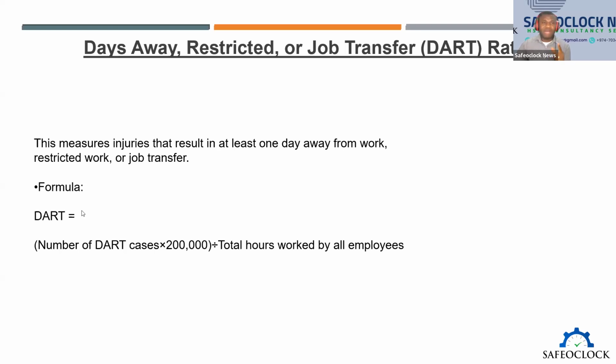So the formula for calculating that is the number of days away, restricted, or job transfer cases multiplied by 100,000. Sorry, this is an error. We are still using 100,000 because of the UK multiplying factor. It's 200,000 if it's the OSHA USA multiplying factor. Then divided by the total hours worked by all employees. That is how to calculate that rate.